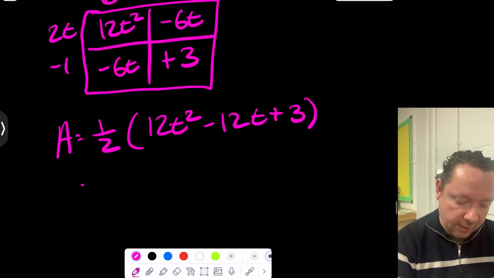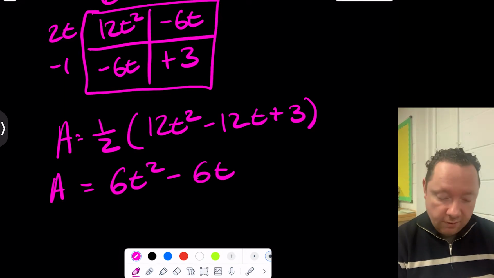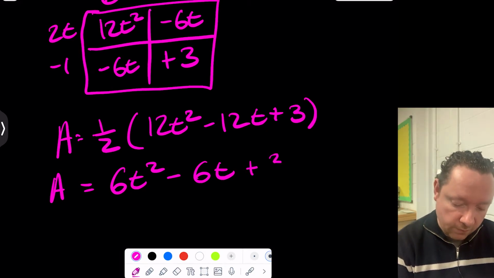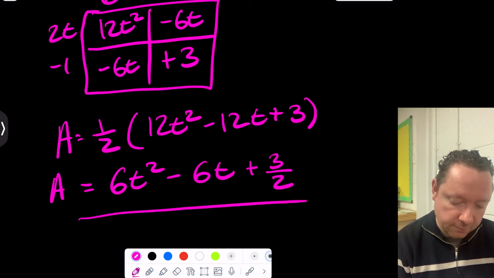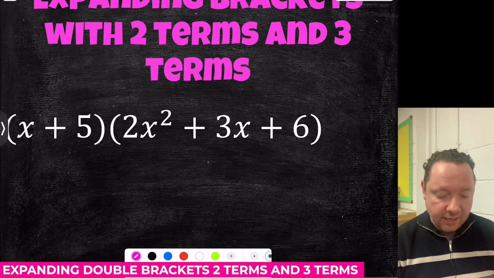Or we can expand that if we want to get 6t squared minus 6t, and then 3 times a half is 1.5, or just 3 over 2. And we're done there.